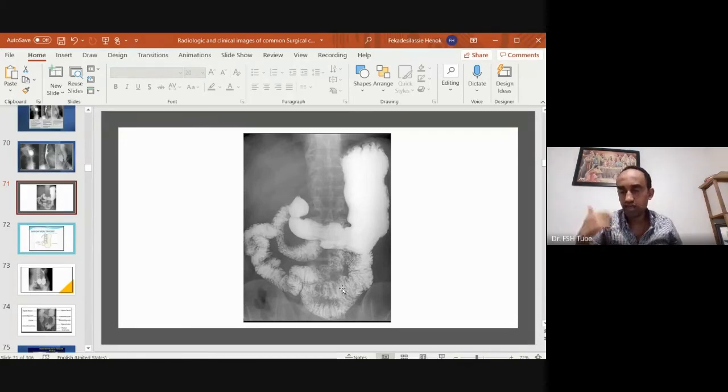Then you take the image. You take the camera image, smile. And now the camera goes through, so the small bowel can be examined. That is how capsule endoscopy can be done.